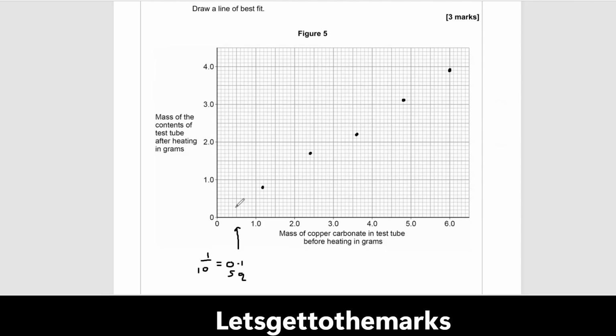Now we need a line of best fit. It's not really a curve, so I'm just going to do a straight line here. If it was a curve, there'd be more of a natural curve. But what I can do is go as close to all of those points as I can, all the way to the end of the graph like that. And there we go. That is going to get you your 3 marks: 2 for the plots, 1 for your line of best fit, going through as many of the points as you can, as close to all the points. There we go, 3 marks. Right, let's move on.